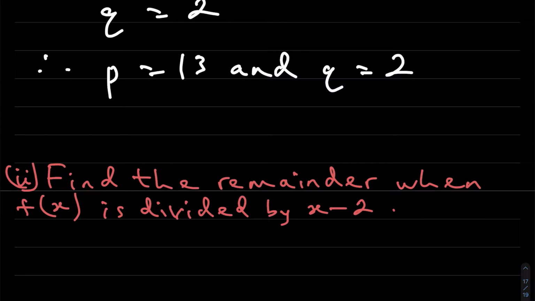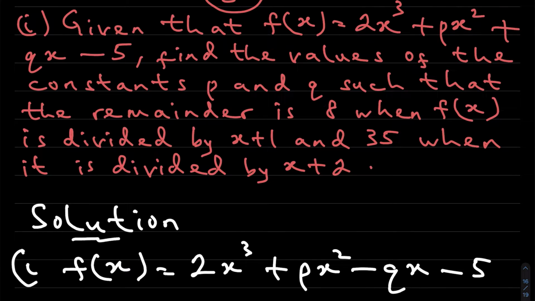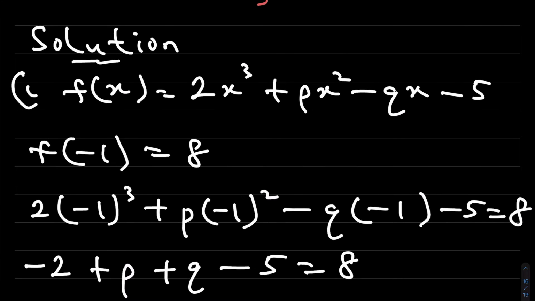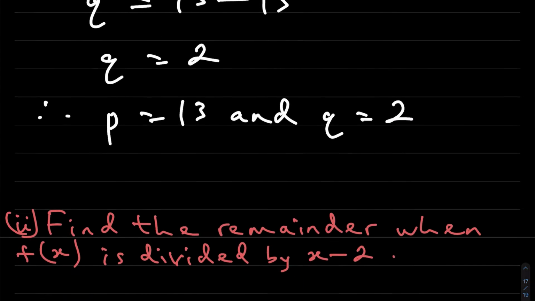Welcome back everybody. We continue with the questions on polynomials. The last one we did was number 5, and I think we have only done the first part, Roman figure 1. Given that f of x equals 2x cubed plus px squared plus qx minus 5, find the values of the constants p and q such that the remainder is 8 when f of x is divided by x plus 1 and 35 when it's divided by x plus 2. We've done that and we got p equals 13 and q equals 2.